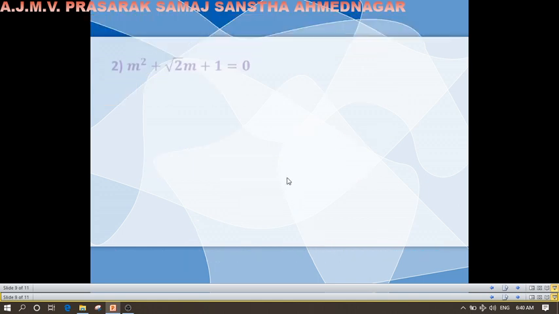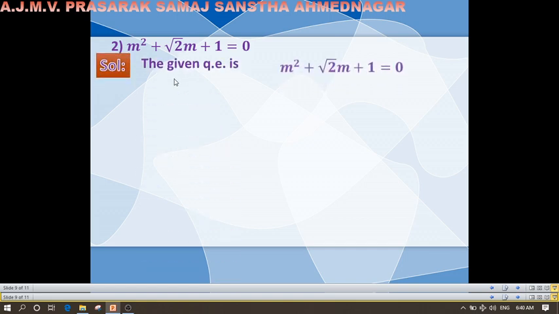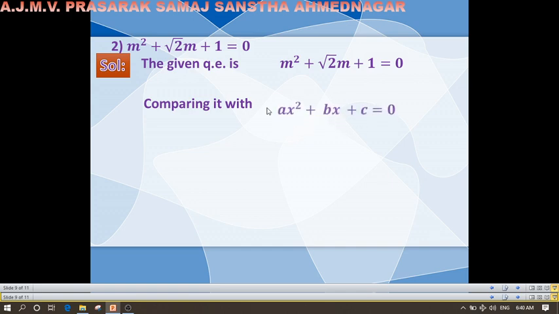Now take the second example, m square plus root 2 m plus 1 is equal to 0. Solution. The given quadratic equation is m square plus root 2 m plus 1 is equal to 0. Comparing it with the standard form of quadratic equation ax square plus bx plus c is equal to 0, we have a is equal to 1, b is equal to root 2 and c is equal to also 1.